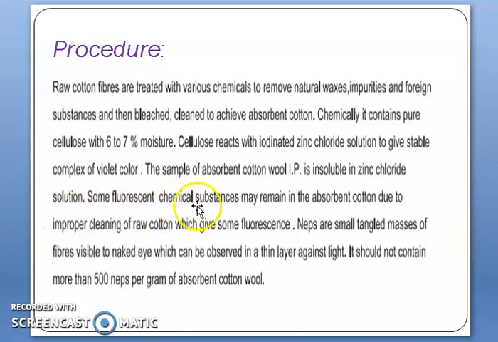Some fluorescent chemical substance may remain in the absorbent cotton due to improper cleaning of raw cotton, which gives some fluorescence. Nibs are small tangled masses of fibers visible to the naked eye, which can be observed in a thin layer against light. It should not contain more than 500 nibs per gram of absorbent cotton wool.